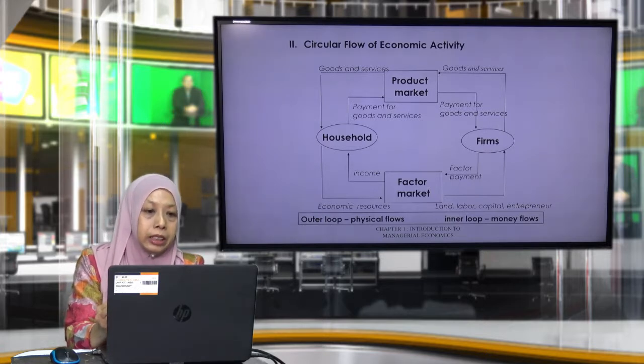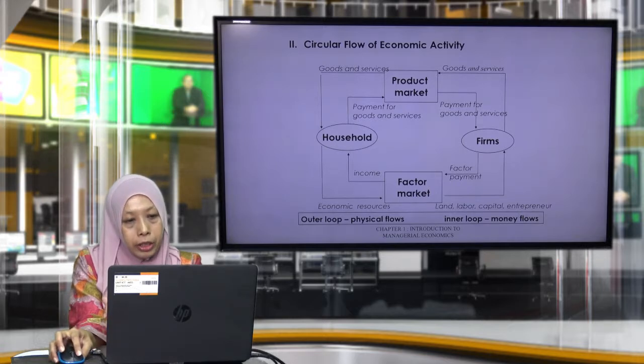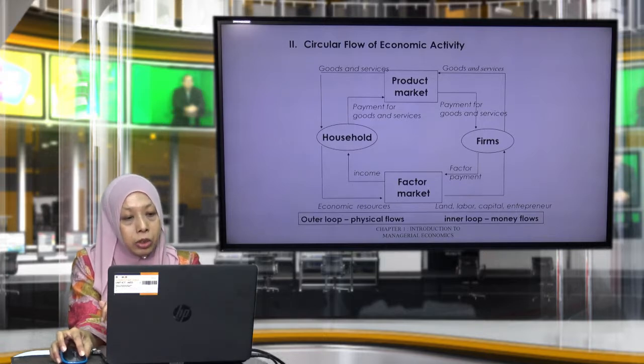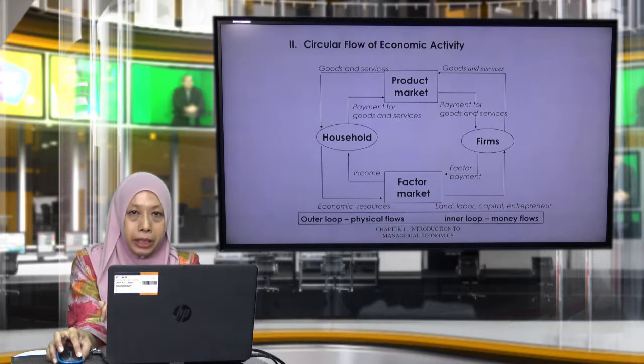What we have here in the circular flow model are two markets: the factor market and the product market. Let's have a look at the factor market first. In the factor market, as you can see here, the household is the provider of economic resources, and economic resources here comprise land, labor, capital, and entrepreneurial ability. The household will provide all these resources to firms, and in return, firms will make payment for all these resources to the household. This payment is an income to the household.